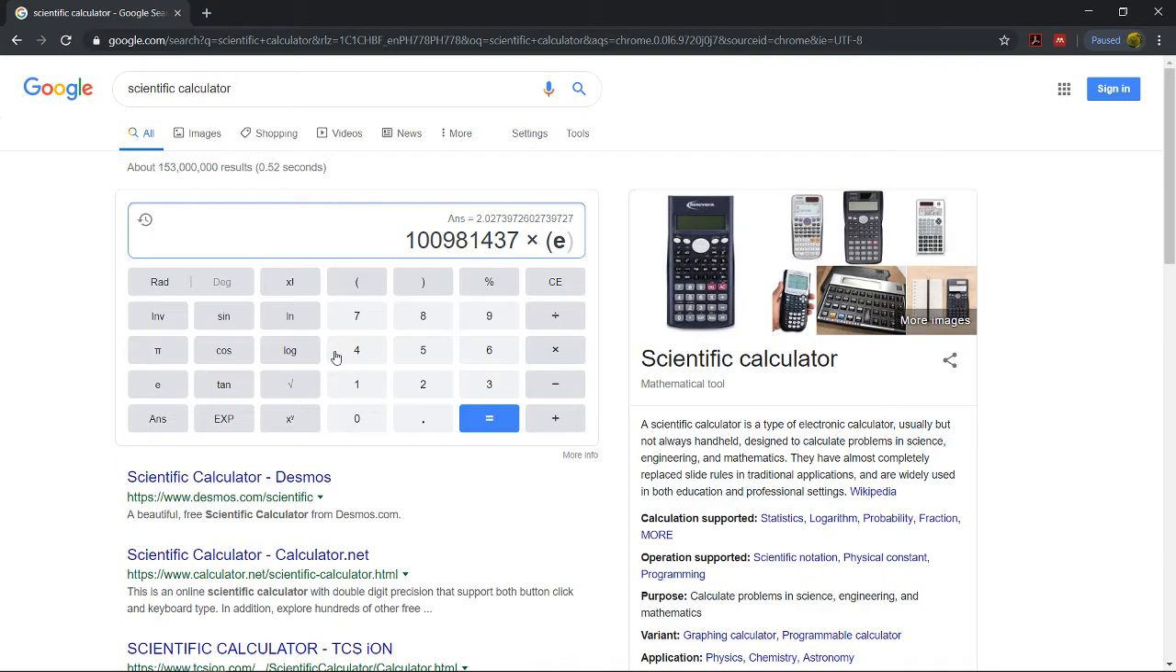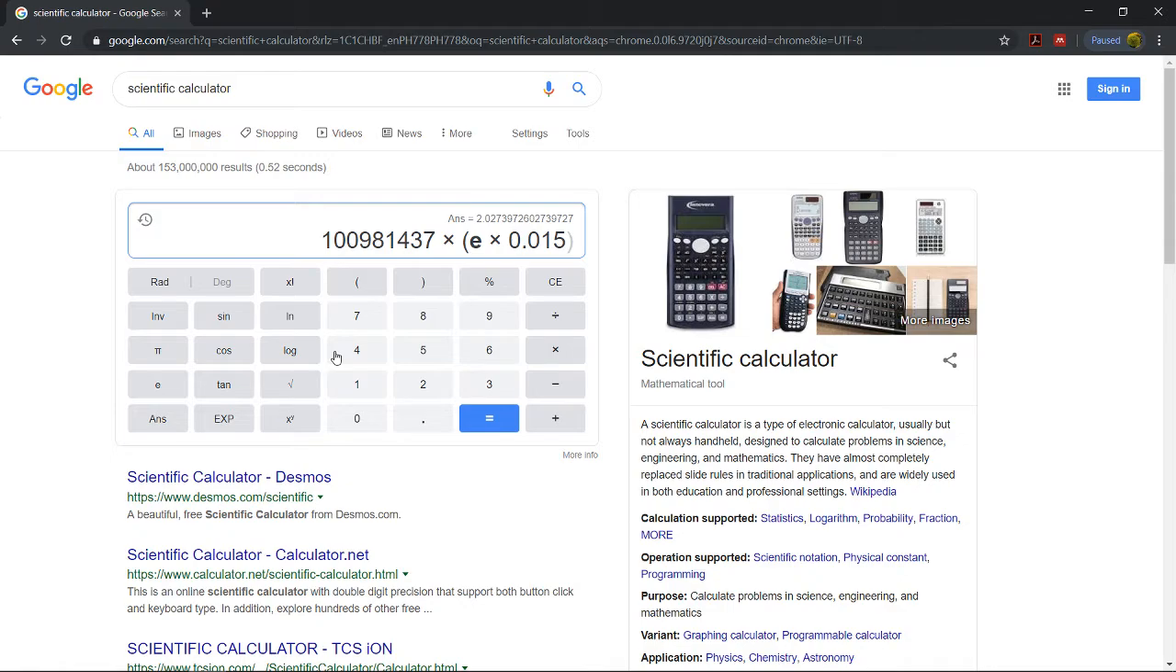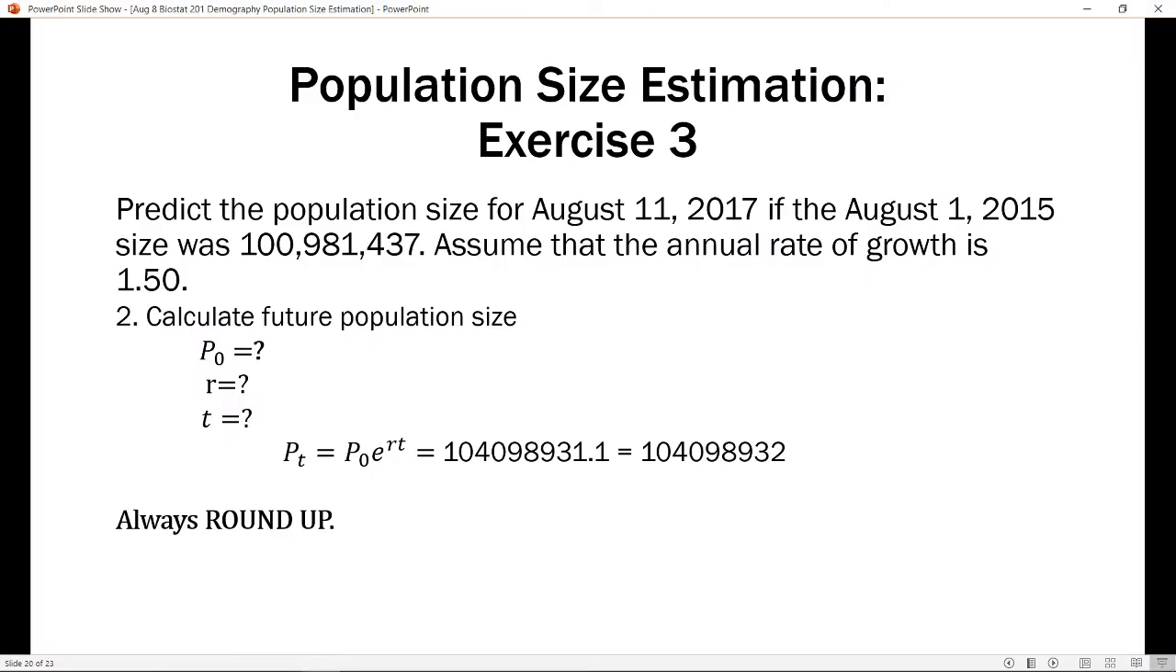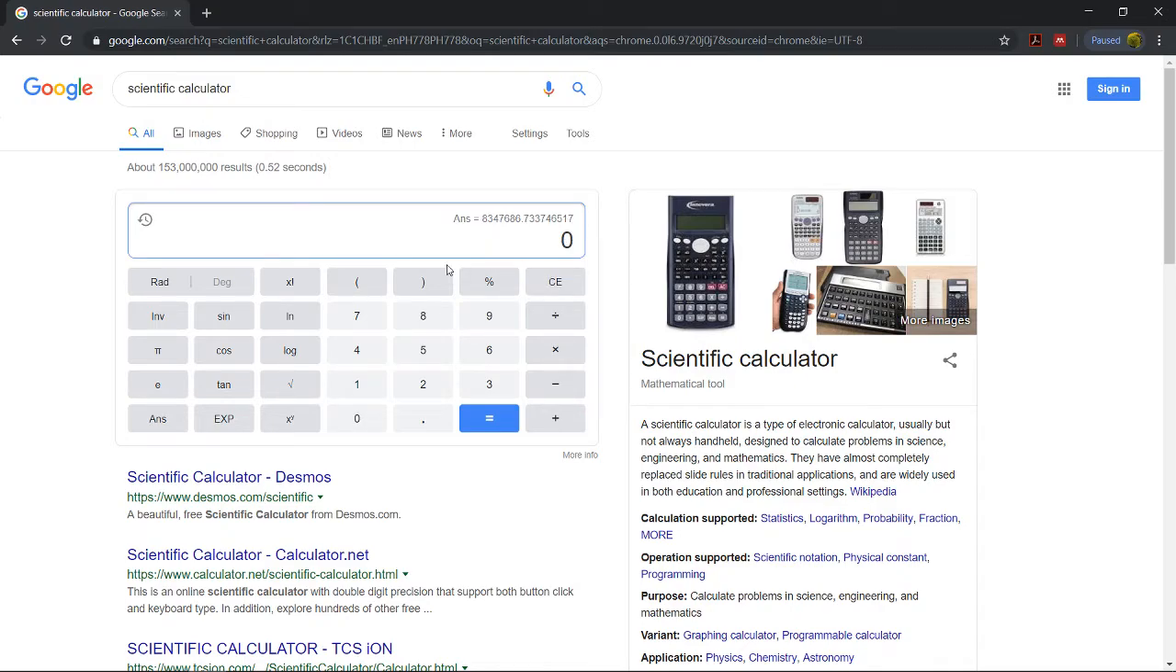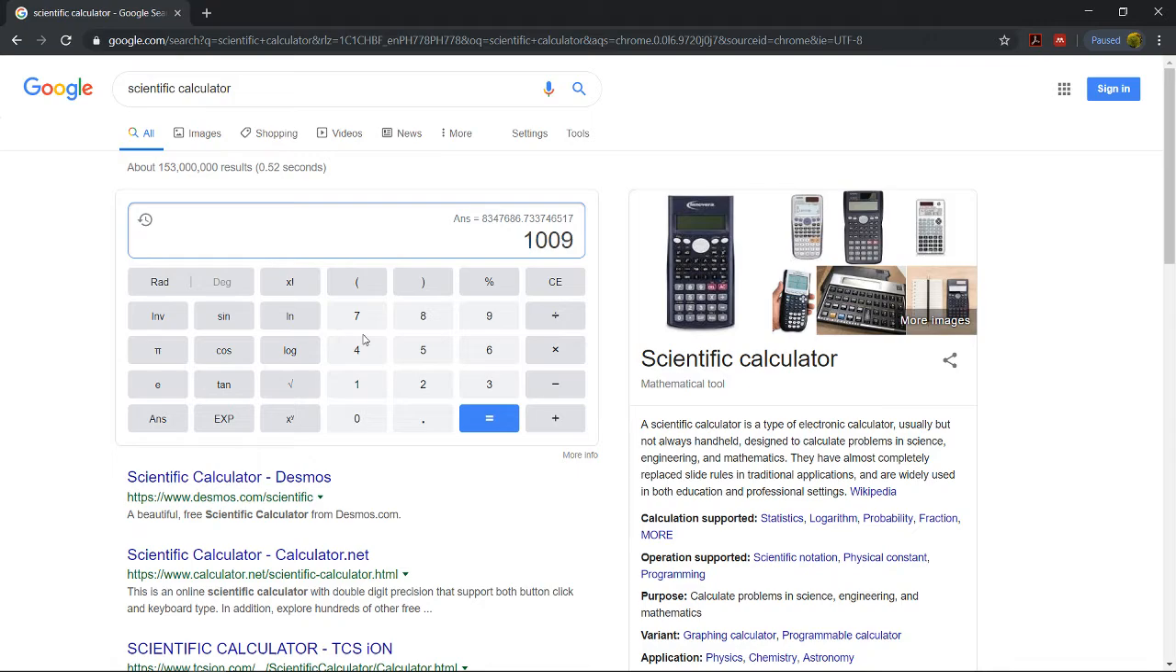Now, what did I tell you? Always use your annual rate of growth in decimal form. So that would be 0.015 multiplied by time. So the way to do that without wasting information would be to do it like this. Oops, pardon. There was something wrong with what I did. Okay, let's do that again. That would be 100,981,437 multiplied by e. That'd be raised to.